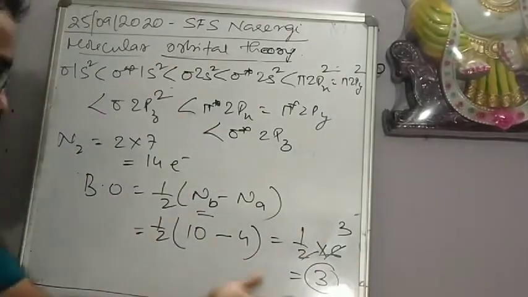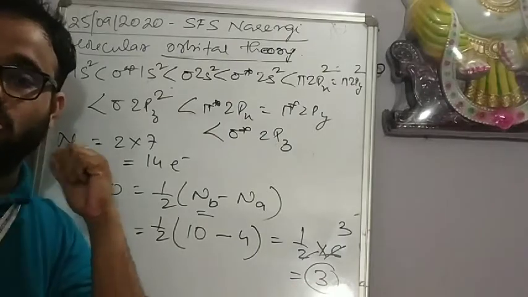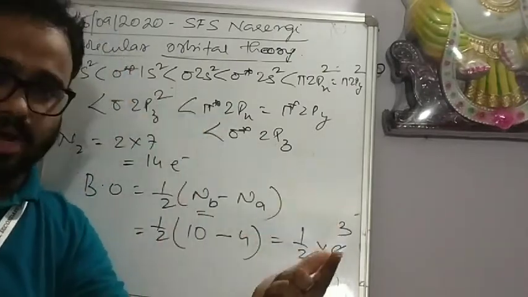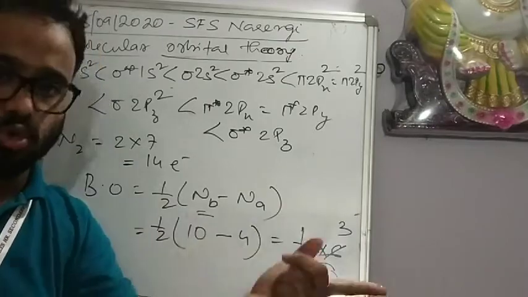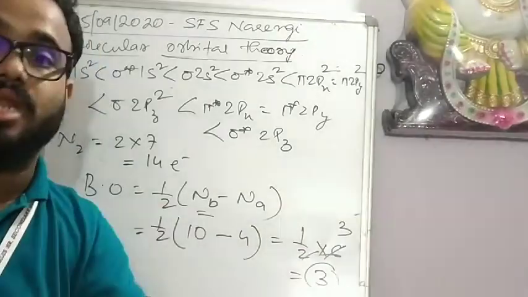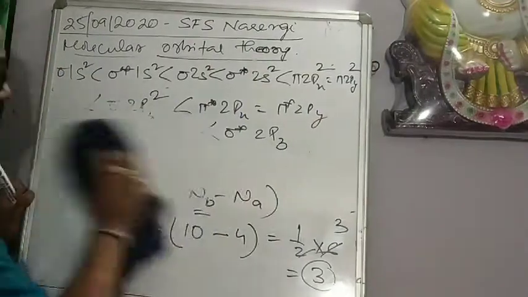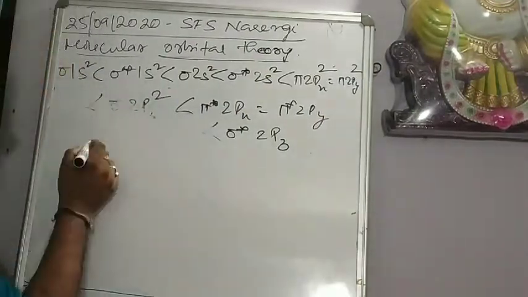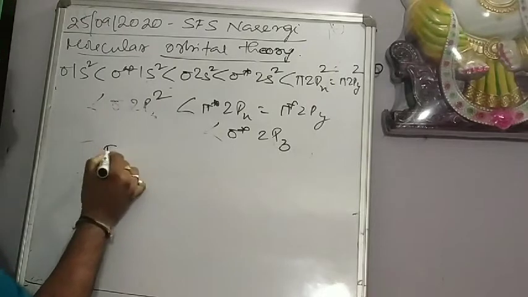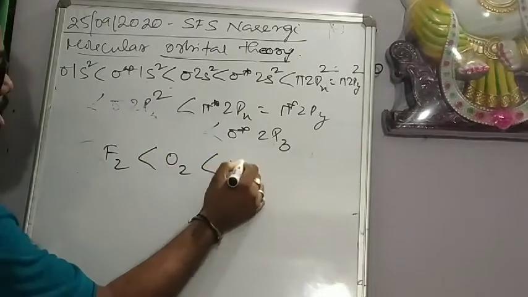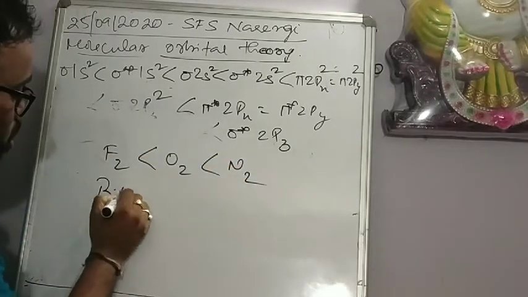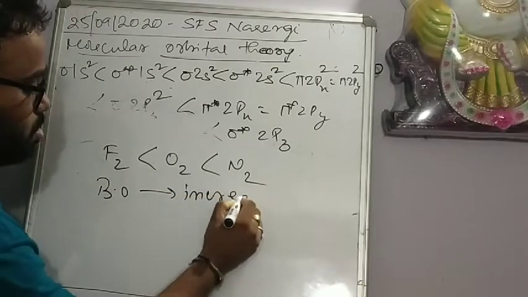Got the point? Bond order is 3. So the bond order of F2 is 1, the bond order of O2 is 2, and the bond order of N2 is 3. 1, 2, 3. So if I arrange F2, O2 and N2, the bond order increases.